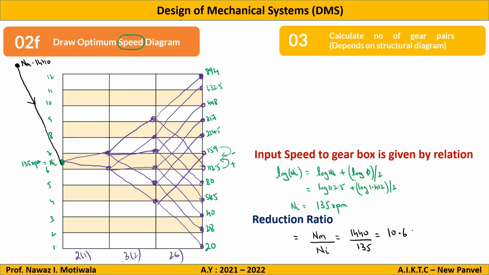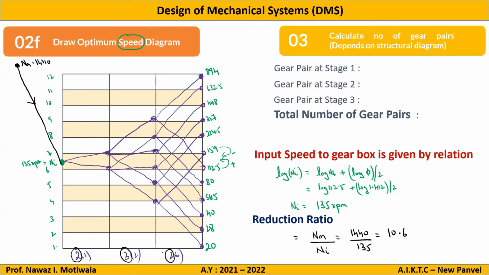The next step is to calculate the number of gear pairs, and that depends on the structural diagram. We have the structural diagram with us, and I have also given you the shortcut that the number which is outside the bracket gives you the gear pairs at that particular stage. That's a simple thing. So with the same logic, gear pairs at stage 1 is 2, gear pair at stage 2 is equal to 3, and gear pair at stage 3 is equal to 2.